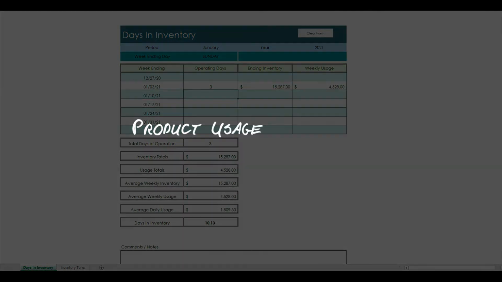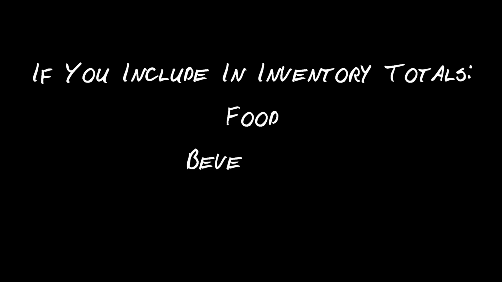Weekly usage can be calculated as beginning inventory, which is your ending inventory from the prior week, plus any purchases you had for this period, minus your ending inventory. This will give you your weekly usage. One thing to remember about calculating your usage: whatever you include in your ending inventory totals, you will need to make sure you include in your purchases for the period. Meaning, if your paper goods and beverages are included in your inventory totals, you will need to make sure you include them in your purchasing totals. You will repeat this process for the remainder of the period until you have entered the information for all the weeks.